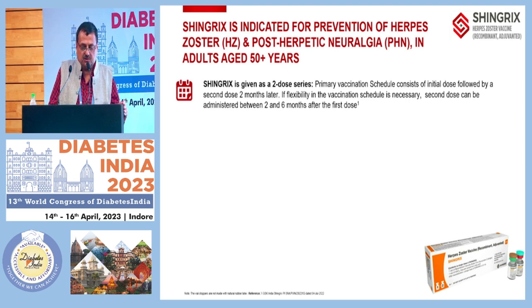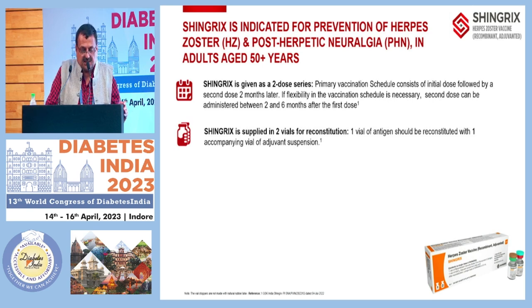This is given in a two dose series. The primary vaccine schedule consists of an initial dose followed by a second dose 2 months later. If flexibility in the vaccination schedule is necessary, the second dose can be administered between 2 and 6 months after the first dose, but it is better to give it at the 2 month mark.